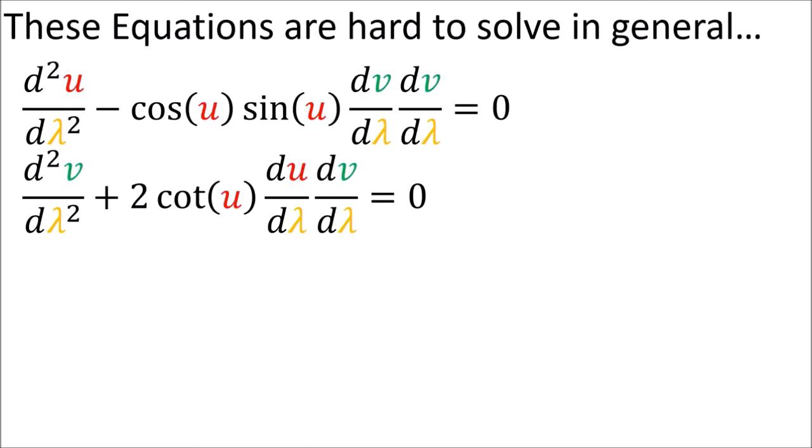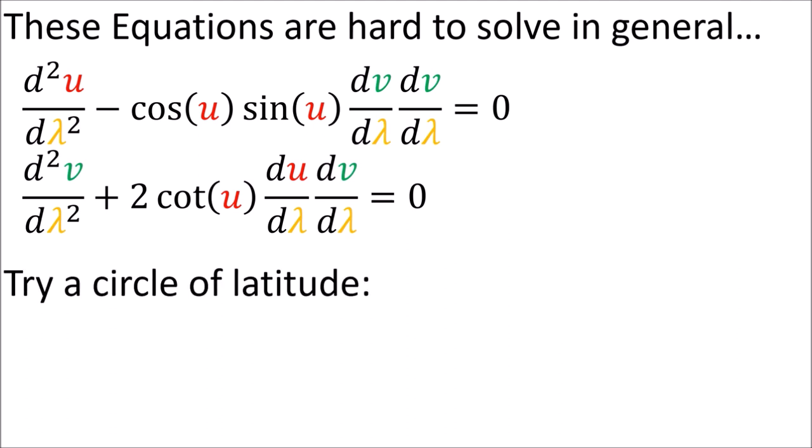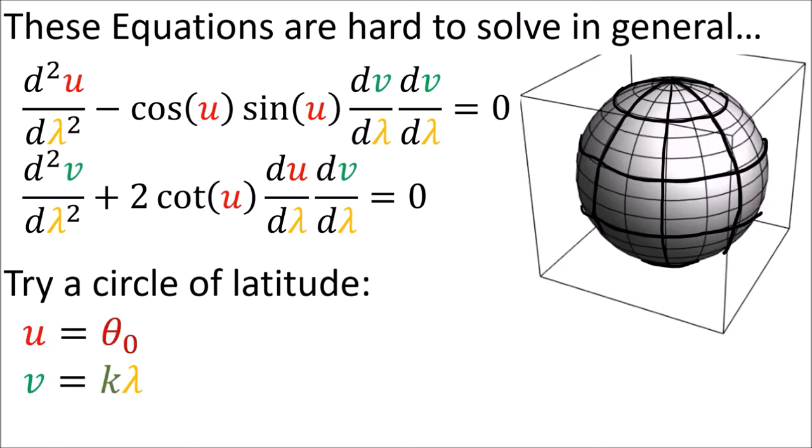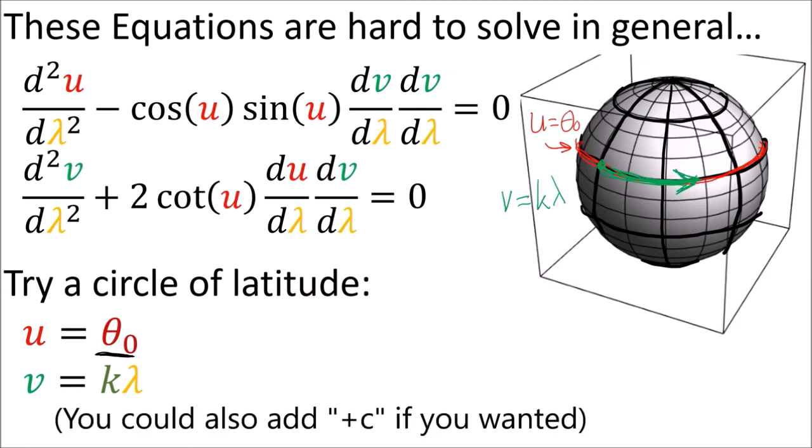Okay, so we have our geodesic equations for the sphere, and these are non-linear coupled differential equations. And they are not easy to solve in the general case. So what I'm going to do is work with the special case of a circle of latitude on the sphere. That means that the latitude variable u will just be some constant value theta naught, and the longitude variable v will just go around at a constant speed. So v will be equal to k times lambda, where lambda is like the time parameter for the curve, and k is just some constant telling us the speed.